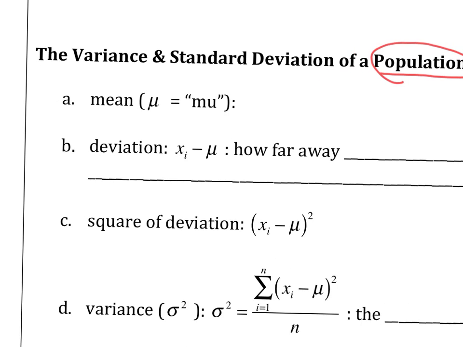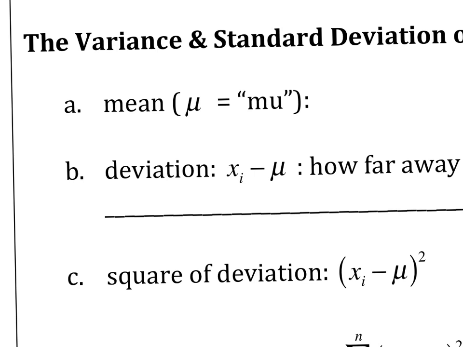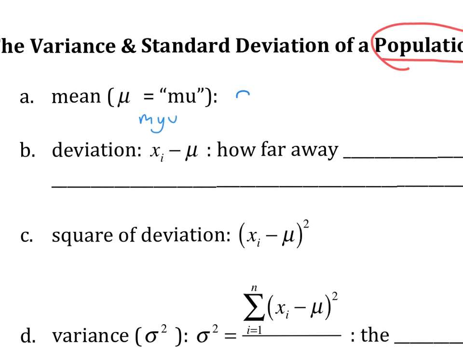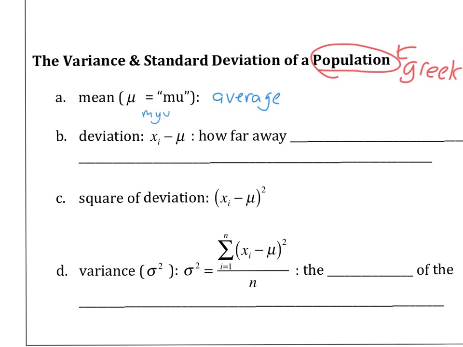Okay, so the first one, you can pronounce the Greek letter mu like a cow. But I've heard it pronounced more like mu, M-Y-U, okay? Mu. All right. And of course, we already know what mu means, or we already know what mean is. This is the average. You add everything up and divide by the number, okay?